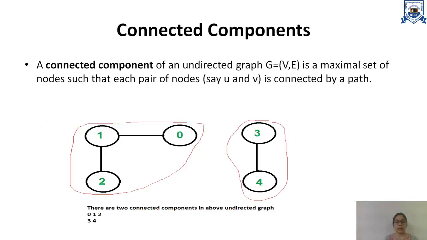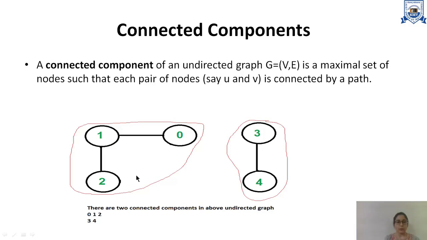Connected components. Referring to connected components with respect to an undirected graph, which can be represented as G equals (V, E), where V is the set of vertices or the nodes, and E refers to the edges between them that are connecting the vertices. So a connected component is basically a maximal set of nodes such that each pair, say for example U and V, is connected by a path. This can be better understood with the help of this example.